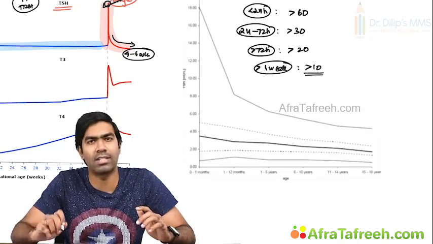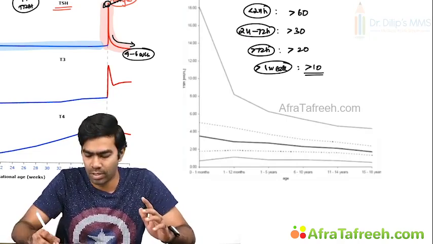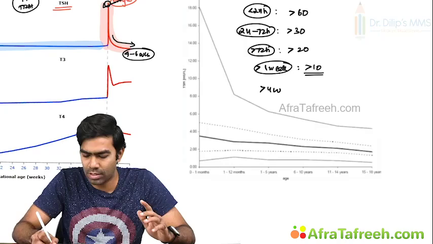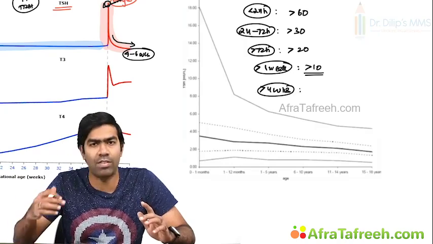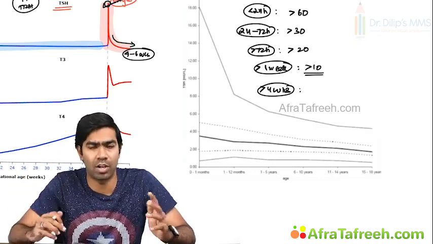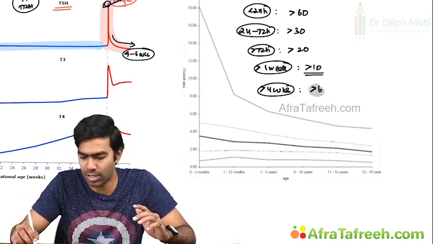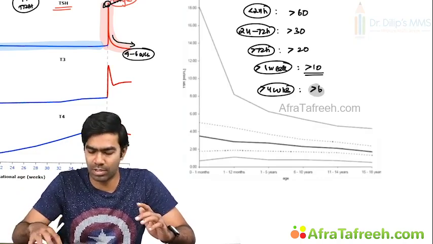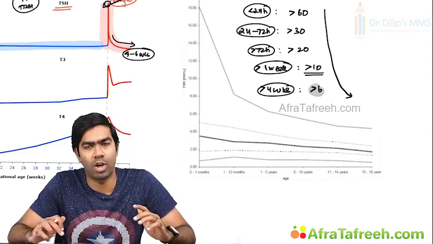At 1 week, the TSH of more than 10 itself should tell you there is some problem going on. If you take after 4 weeks, almost now it has come to the level of standard adults or older child. So just more than 6 itself should tell you there is some problem in the child. Clear? So which means it slowly declines and comes back to the normal range.